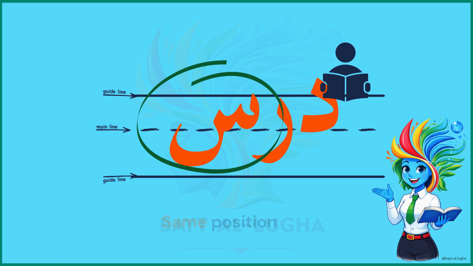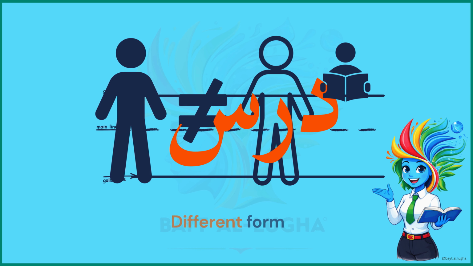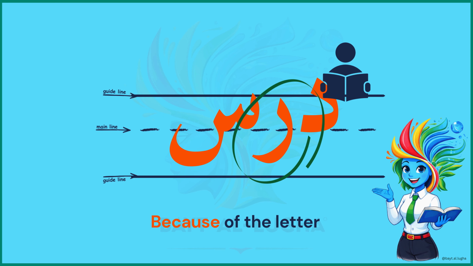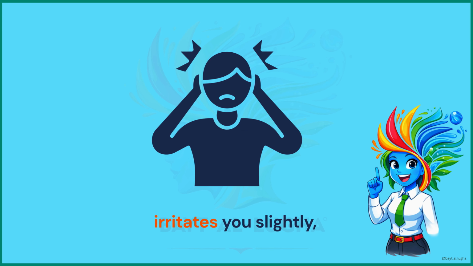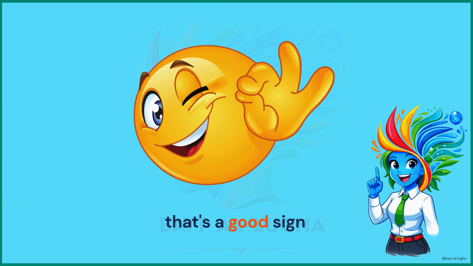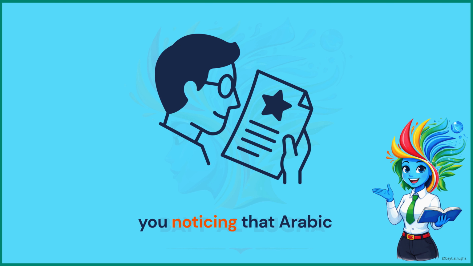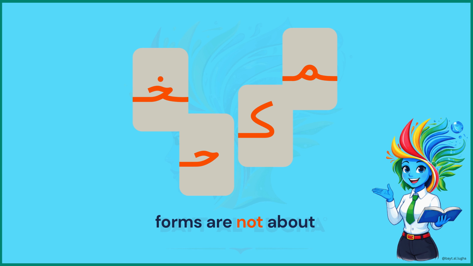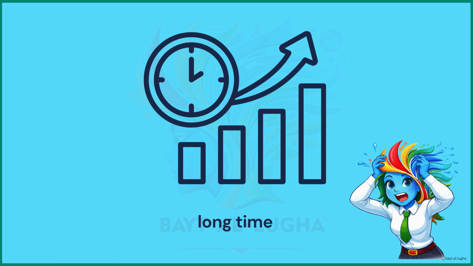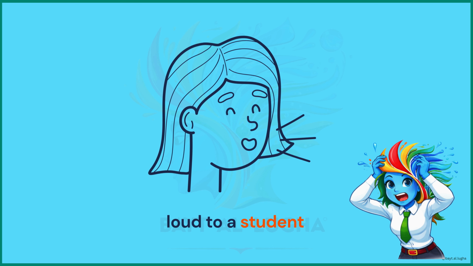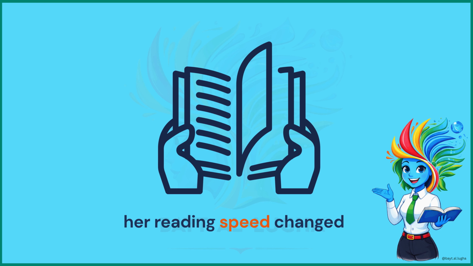Same letter, same position in the word, different form because of the letter standing in front of it. If that sentence irritates you slightly, that's a good sign. That irritation is you noticing that Arabic forms are not about position in the word. They are about connection. It took me an embarrassingly long time to say that out loud to a student. And the moment I did, her reading speed changed within a week.